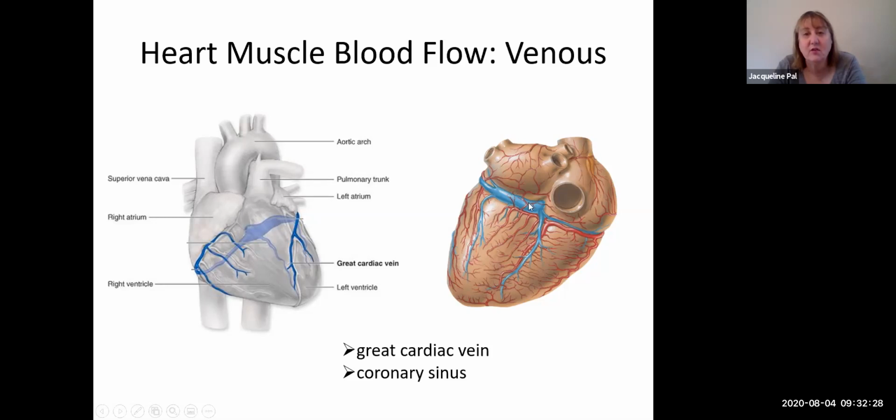And so this is the coronary sinus, which you can see in the groove posteriorly between the left atrium and the left ventricle. And blood flow is going from the left side towards the right side.